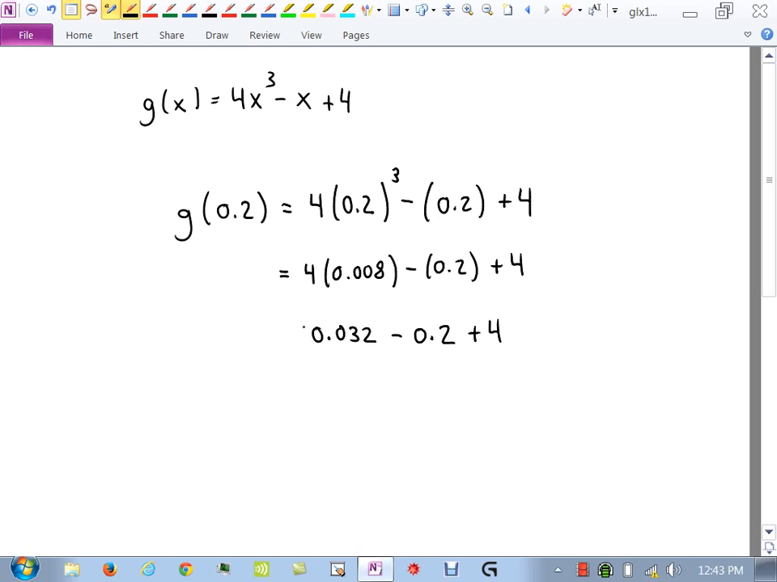Then the next one is minus 0.2 plus 4. And then just do all that on your calculator. 0.032 minus 0.2 plus 4. What do you get? 3.832. Okay, here's the thing: 0.2 plus 0.2 plus 0.2 would be 0.6, but that's addition, not multiplication.